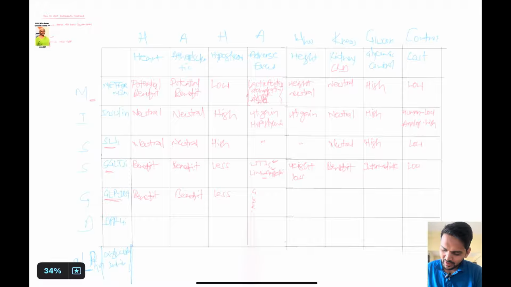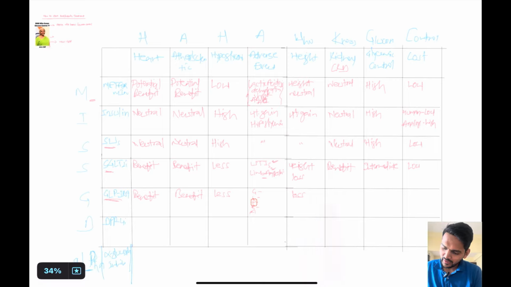GLP-1 receptor agonist itself. G stands for gallbladder pathologies. L is lean individuals, we cannot use it because of significant weight loss. P stands for pancreatitis risk. R is retinopathy. So you can watch that shorts if you have not watched it. When it comes to weight, significant weight loss. That's why it is being promoted for obesity also.